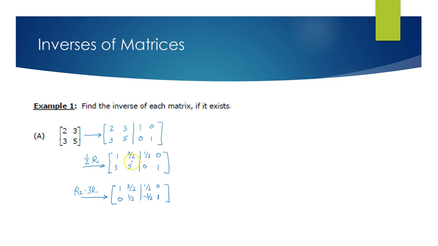5 minus 3 times 3 halves is going to be 1 half. 0 minus 3 times 1 half is a negative 3 halves. And 1 minus 3 times 0 is still going to be 1. So far, so good. So I now have this column established. Anything I do beyond this, that column should remain unaltered.